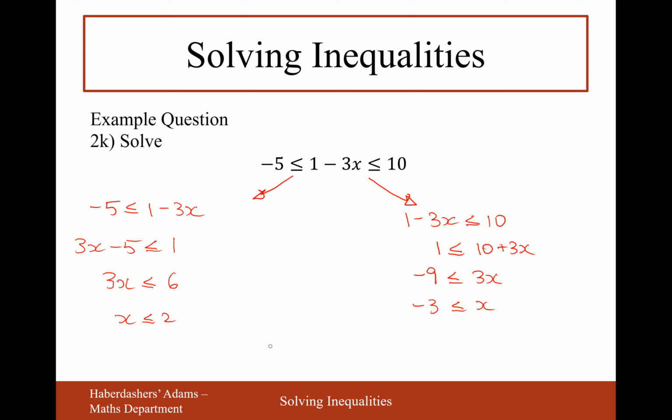So what we'll then do is we'll write minus 3 is less than or equal to x, because that's what it says here. But then x is also less than or equal to 2. So there we are. We've now combined this thing and this thing together into one single inequality expression.